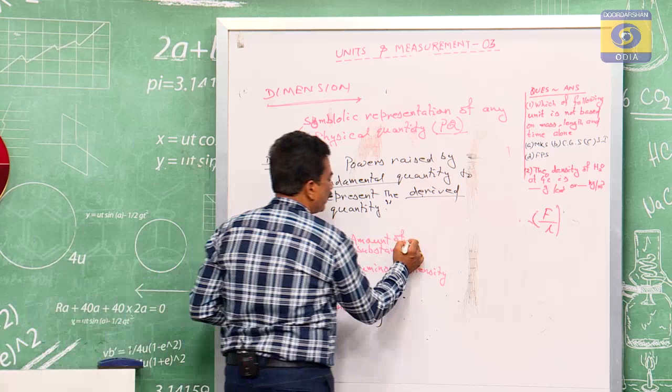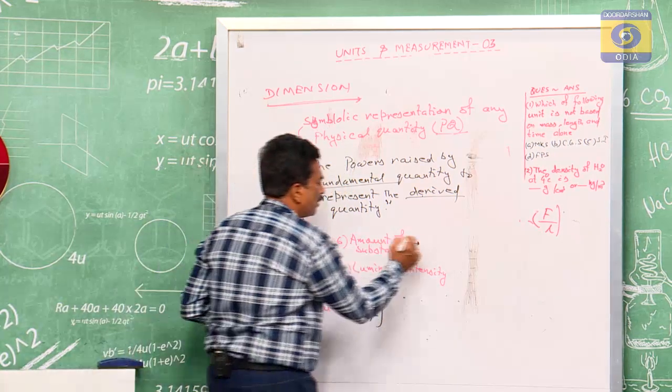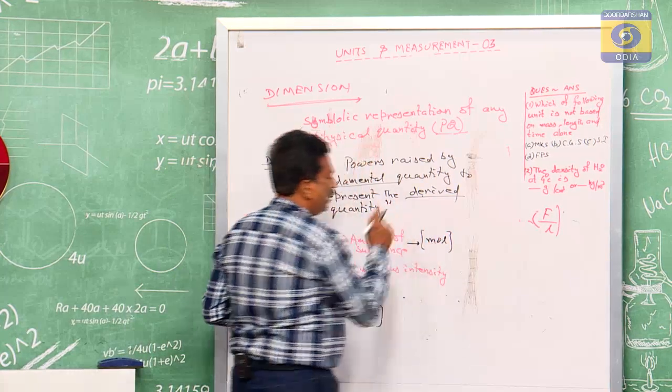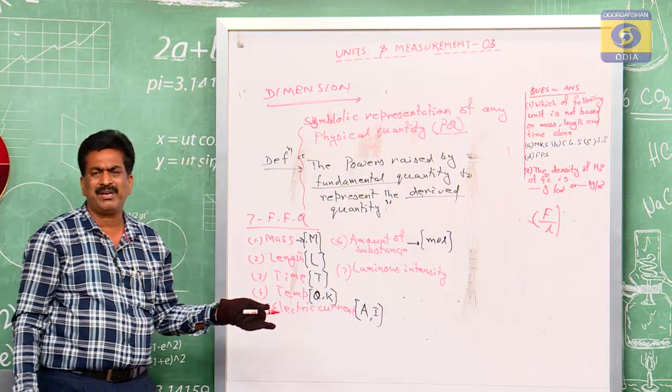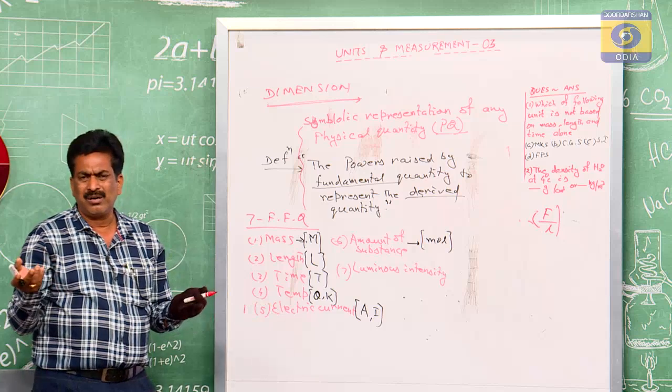For the amount of substance, that we know as the mole. So, for the amount of substance, the mole, that is MOL in a bracket, or in some representations the books have written some symbols like N or some other name may also be given.